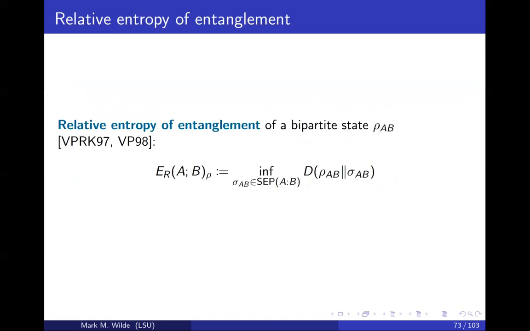Okay, so we can use the relative entropy to define an entanglement measure called relative entropy of entanglement. And this was an idea that people had over 20 years ago now. So what do you do? You take the state of interest and you compare it using the relative entropy to a separable state. And then you take the minimum or infimum over all separable states. And then that's the measure. So it's kind of like asking how close is the state to a separable state with respect to the relative entropy measure.